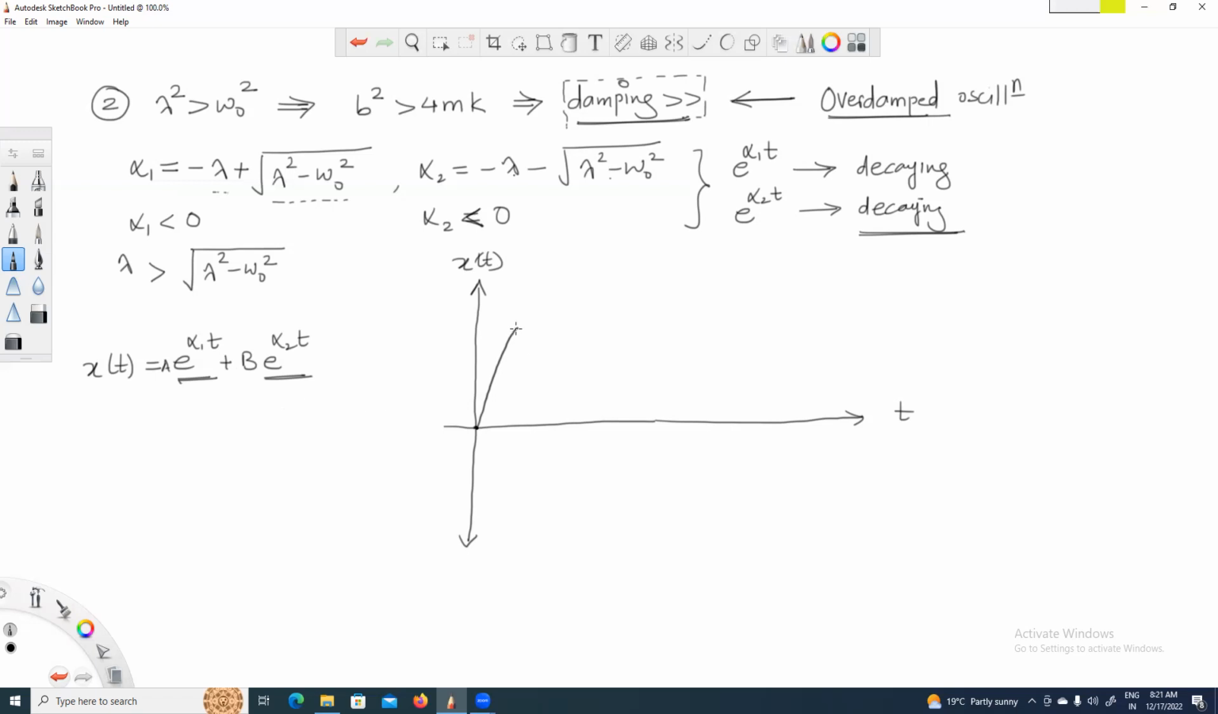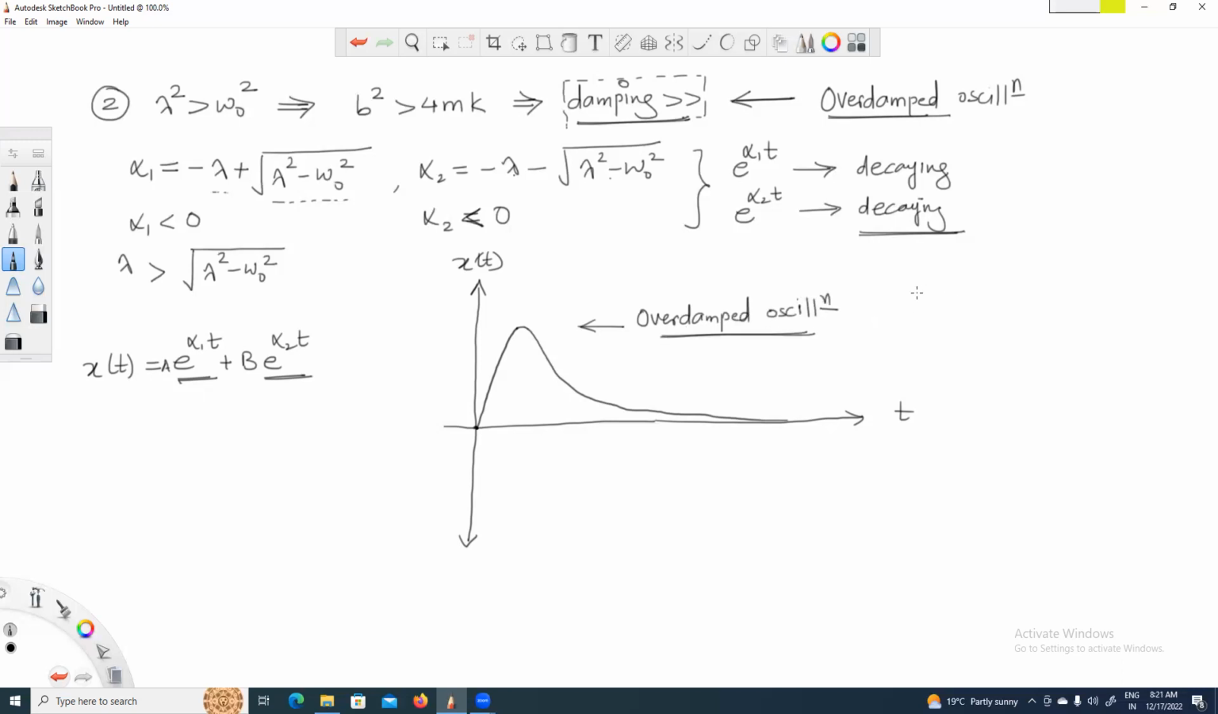So eventually, as time proceeds, this displacement will decrease without oscillating. It will eventually come to 0 as time proceeds. So this is called overdamped oscillation.